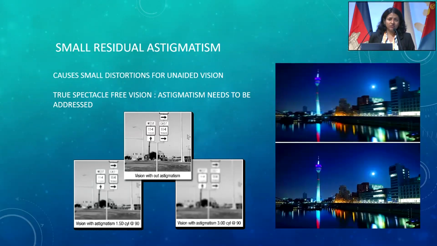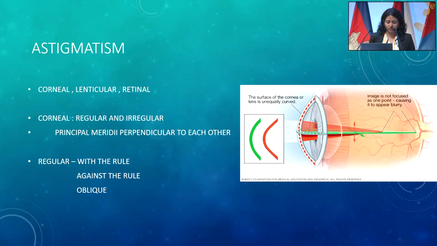Now what happens is, if a patient is left with a small residual astigmatism, it causes small distortions for the unaided vision. Patient may have a good 6/6 vision with glasses, but unaided there is distortion, and that can be a reason for unhappiness. As we all know, in astigmatism there are three components: the corneal, lenticular, and the retinal. The retinal component we cannot really change, but we can take care of the corneal and the lenticular part.